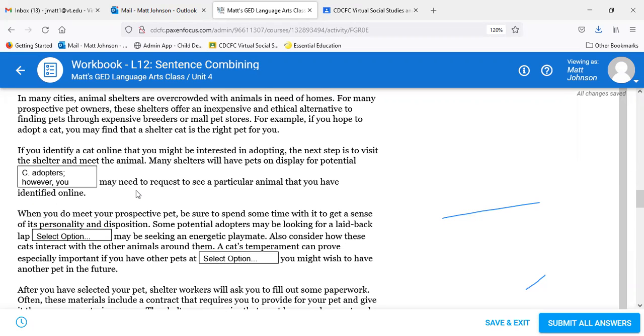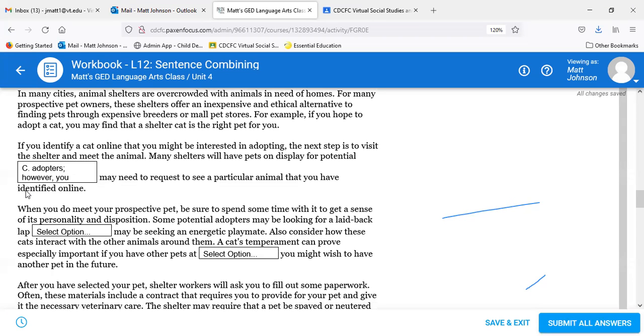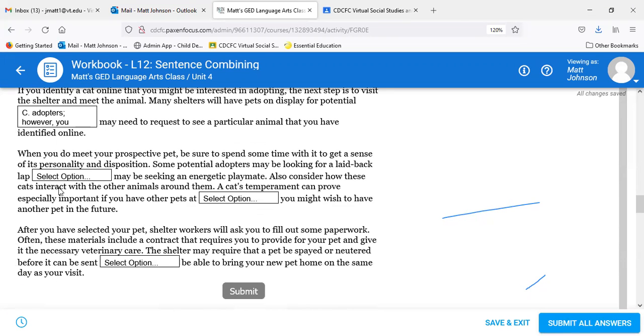So, it's saying in the first sentence here that they have animals or pets on display, but if you want to see a particular animal, there's a little bit of contrast there. It's like, well, they have plenty of animals. If you have a particular one in mind, though, you may need to identify it online. That, however, statement helps that transition there. And then our correct punctuation with the semicolon and comma.